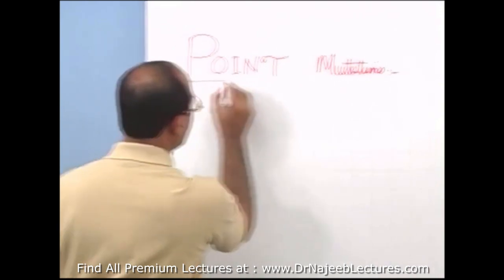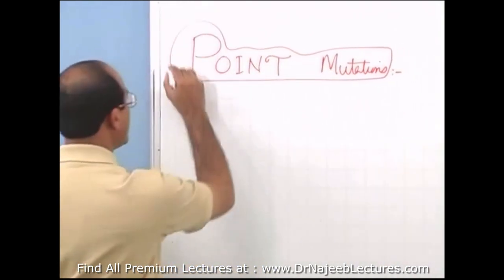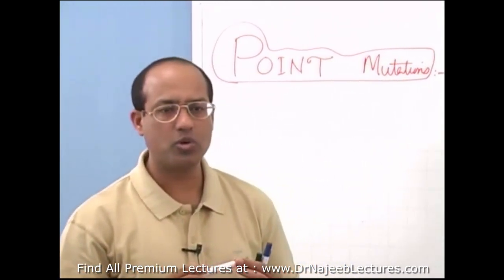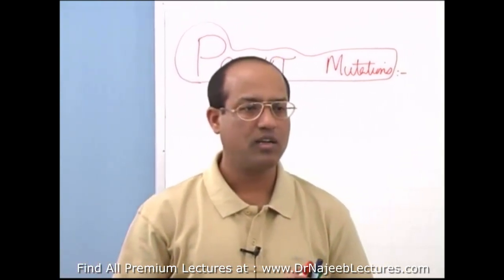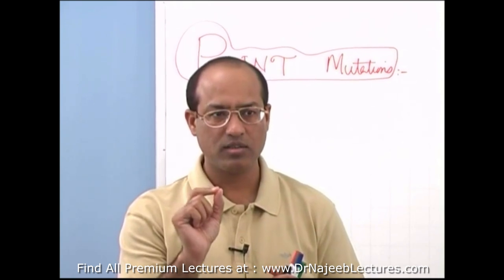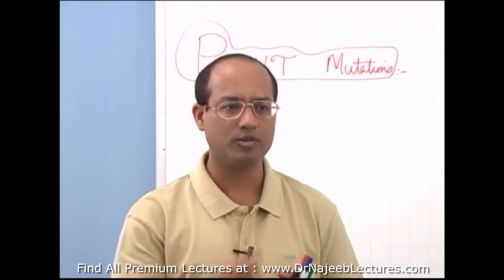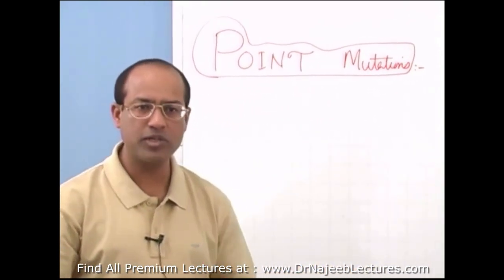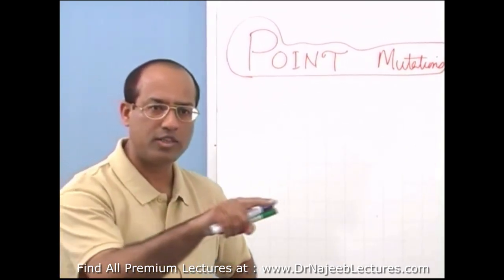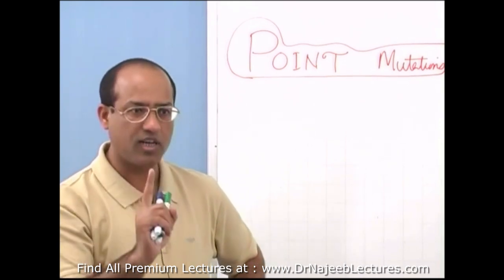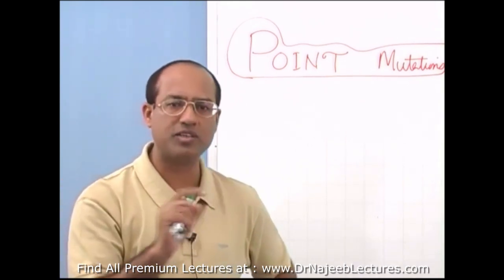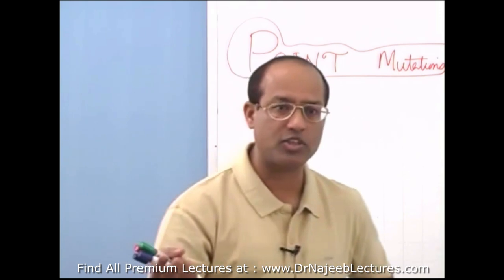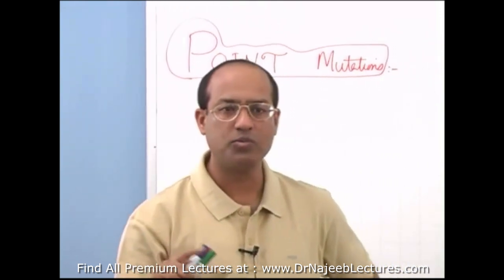Point mutations. What is meant by point mutations? Point mutations mean that in the nucleotide sequence in DNA, one particular nucleotide is altered. That is point mutation. What is point mutation? When in the whole genome, somewhere a single nucleotide base is altered, and this is of course not repaired and it is capable of passing to the next generation of cells, then we say there is a point mutation.